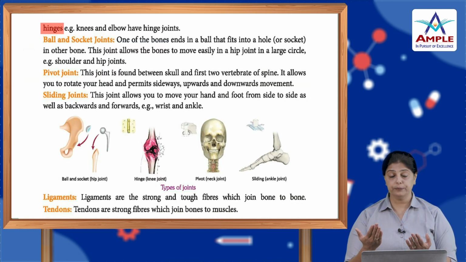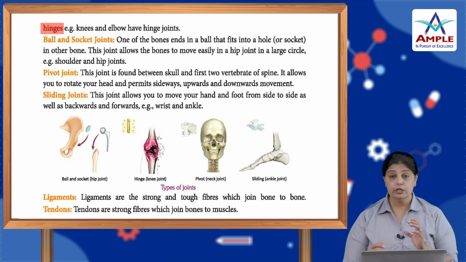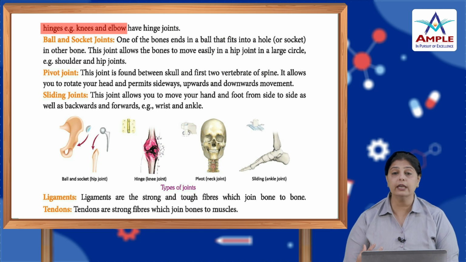Like if you see the door, the door is attached to the wall with hinges. You must do this at home. Observe the door at home, you will see that it is attached to the wall or to the wooden frame with the help of hinges. These hinges help the door to open and shut. Similarly, if you look at your knees and elbows, you can fold your knees, you can open your knees, you can fold your arms, you can open your arms. This is because of the hinge joints.